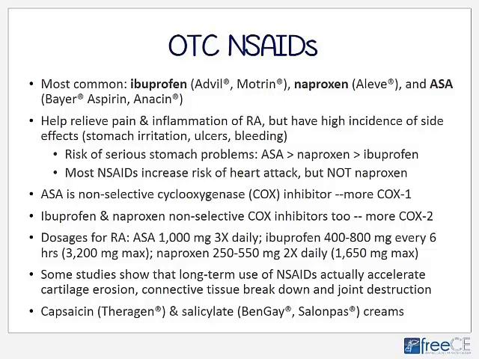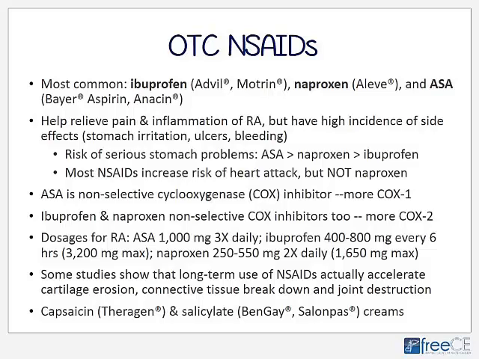NSAIDs help relieve pain and inflammation of RA, of course, but they have a high incidence of side effects, particularly involving the GI system, like ulcers and various degrees of irritation. In terms of risk of serious stomach problems, ASA would be the worst, followed by naproxen, and then ibuprofen after that. Most NSAIDs do increase the risk of heart attack also, but not naproxen.